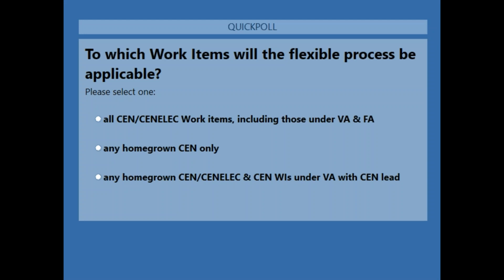So the question is: to which work items will the flexible process be applicable? Select one of these options: all CEN and CENELEC work items, including those under the Vienna Agreement and Frankfurt Agreement; any ongoing CEN only; or any ongoing CEN, CENELEC, and CEN work items under the Vienna Agreement with CEN lead. So the floor is yours.